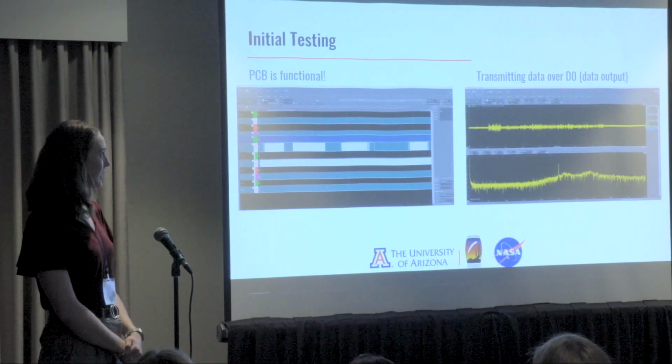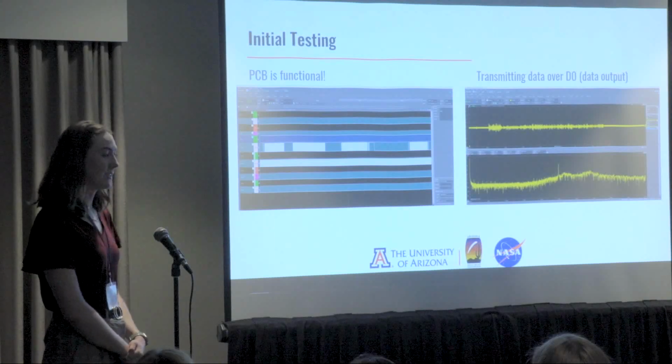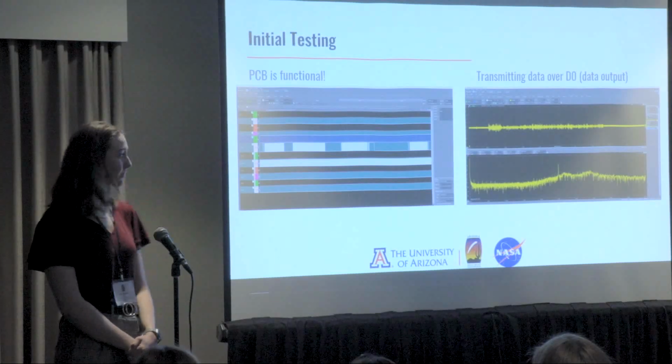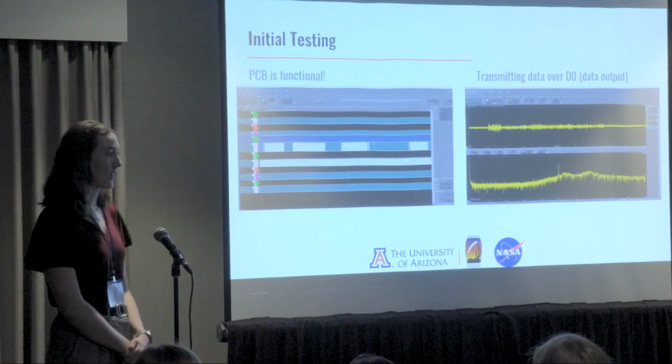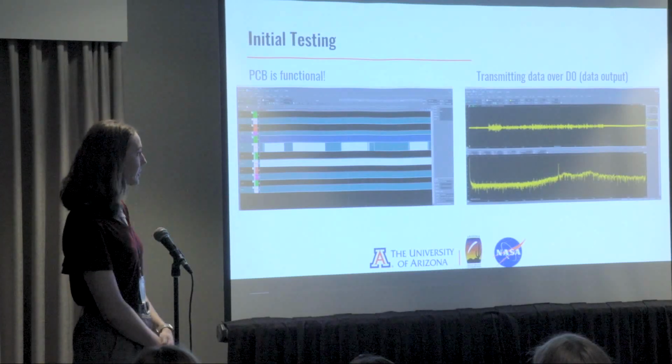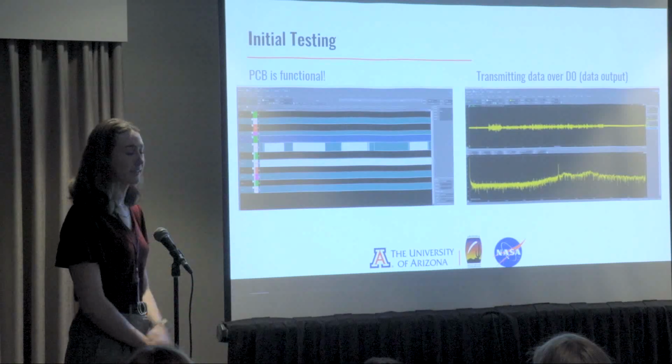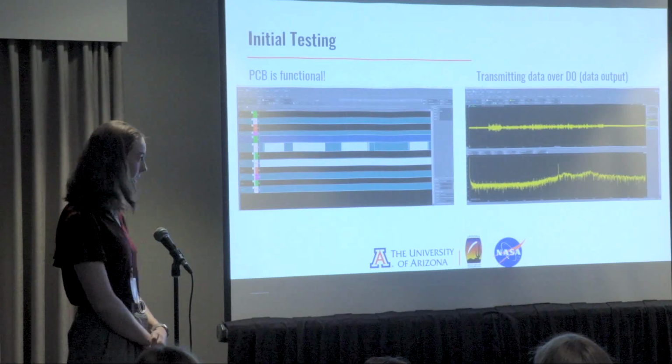The graph on the right is what it looks like when we transmit data over our D0, which is our data output pin. We don't have the code to process this yet, but it does show great promise for the functionality of our PCB. The little spike you see right in the center, that's from our clock signal, which is also a good sign.